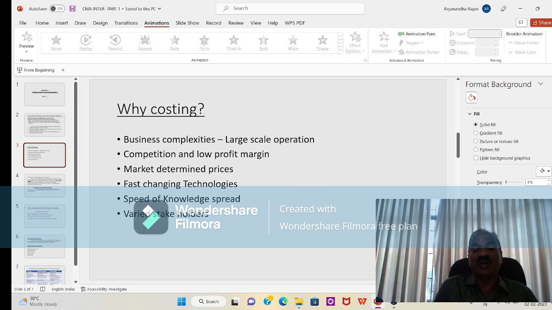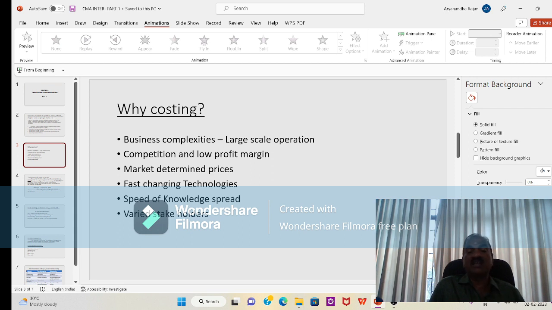We are not the only manufacturer. Price determination is possible only if you are the only manufacturer. In Kerala, you see KSEB. KSEB is the only producer of electricity, so they can fix the price because there is no competition. Wherever competition is there, wherever other manufacturers are there, manufacturers have little or no control on price. Price is determined by market forces.